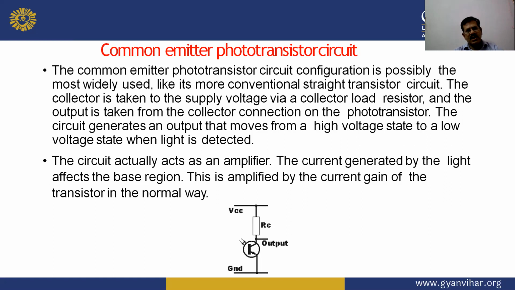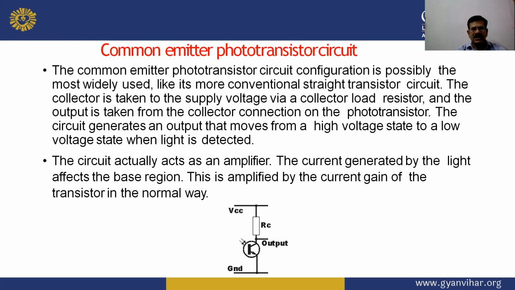First, the common emitter phototransistor circuit. Here the emitter is common between the input and output terminals. The common emitter phototransistor circuit configuration is possibly the most widely used. This connection is widely used in phototransistor circuits.